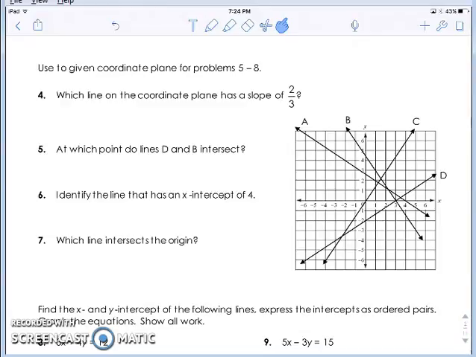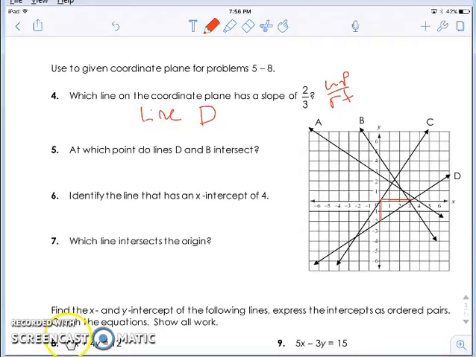Alright, here is page 2 of the Unit B review. Number 4 says which line has a slope of 2/3. So we're looking for a line that goes up 2 and right 3. And let's see, looks like we might be on line D, up 2, right 3. Line D.